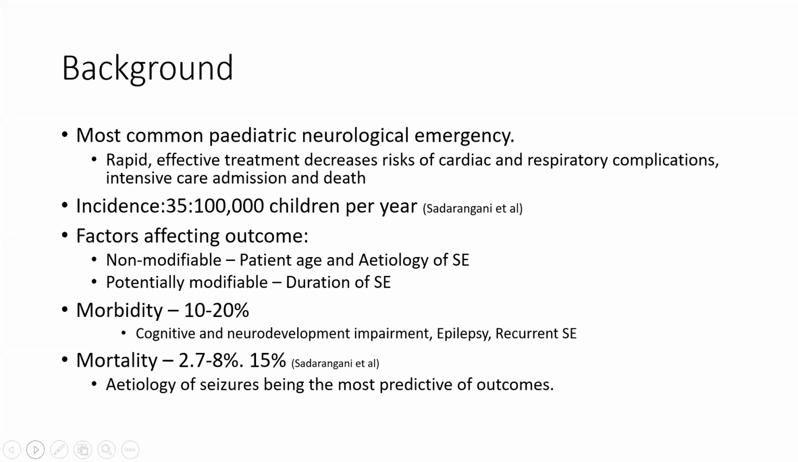of the status epilepticus. The morbidity has been estimated to be about 10 to 20% in different studies that have been done. Basically, once you have neuronal death and neuronal injury, as a consequence, you may have permanent neurological damage, for example, cognitive impairment, neurodevelopmental impairment, and also behavioral challenges. Other consequences include epilepsy and recurrent status epilepticus.